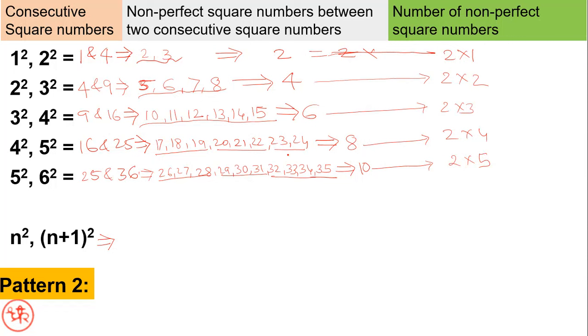okay, now look here. Yahan kitne non-perfect square numbers hai? 2, so it is twice of 1. Yahan kitne? 4, twice of 2. Yahan kitne? 6, twice of 3. Yahan kitne? 8, that is twice of 4. Yahan kitne? 10, ye twice of 5. To ye jo last hai, isme kitne aayenge phir? Isme aayenge 2n, twice of n. ये जो पहला नंबर है n square, तो ये नंबर है n, तो twice of n. Is that clear? तो n square के बाद वाला next number क्या है?